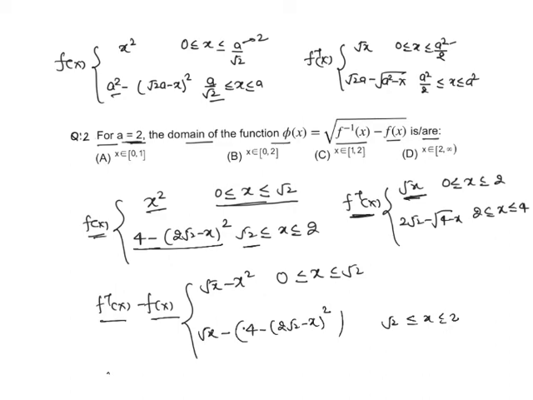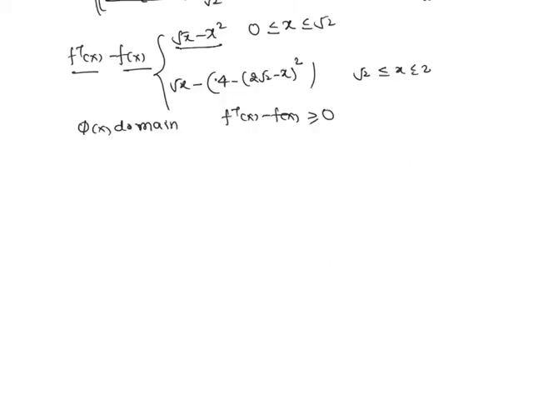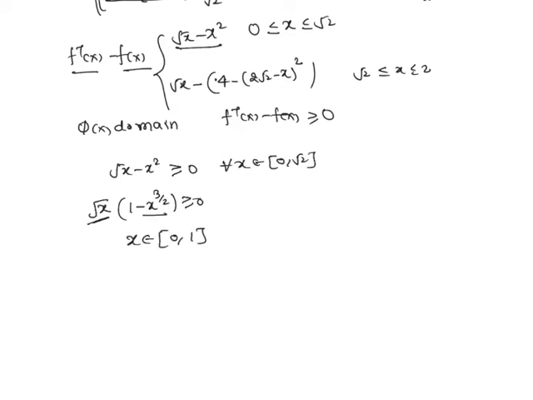Now we want the domain of phi x, so f inverse x minus fx should be greater than or equal to 0. So root x minus x square should be greater than or equal to 0 for x belonging to the closed interval 0 to root 2. If I take root x common, what will come? 1 minus x power 3 by 2 should be greater than or equal to 0. Root x is always positive, and from here we get x belongs to the closed interval 0 to 1.